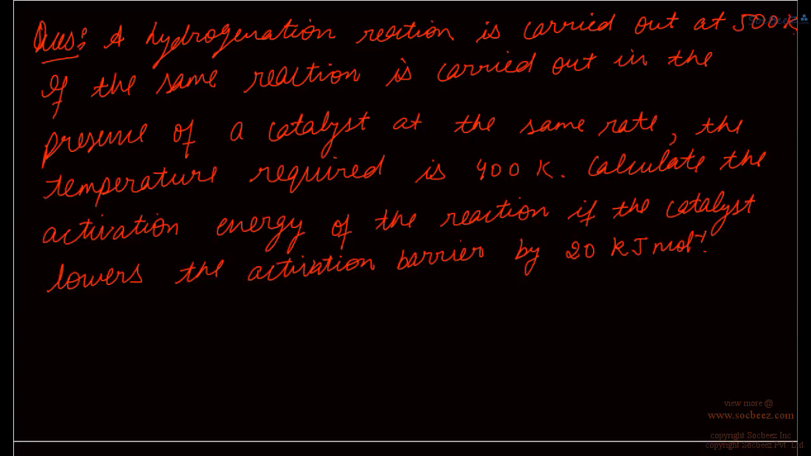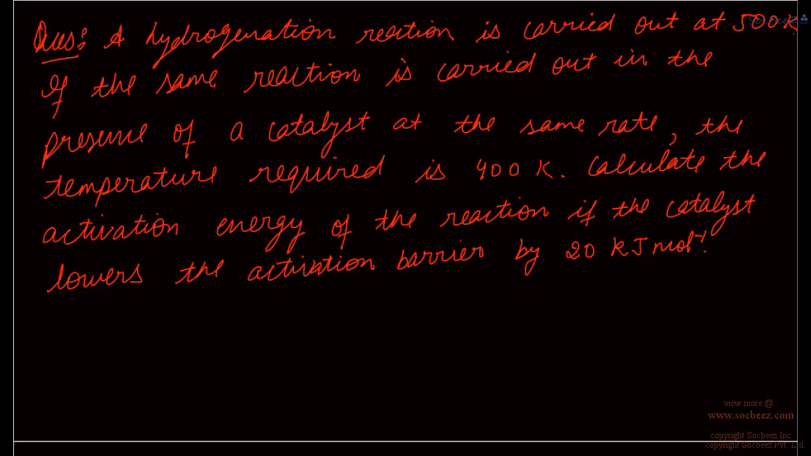So let's discuss another question. The question says that a hydrogenation reaction is carried out at 500 Kelvin. If the same reaction is carried out in the presence of a catalyst at the same rate, the temperature required is 400 Kelvin. As we know that in the presence of a catalyst, the reaction gets accelerated. Okay, now calculate the activation energy of the reaction if the catalyst lowers the activation barrier by 20 kJ per mole.